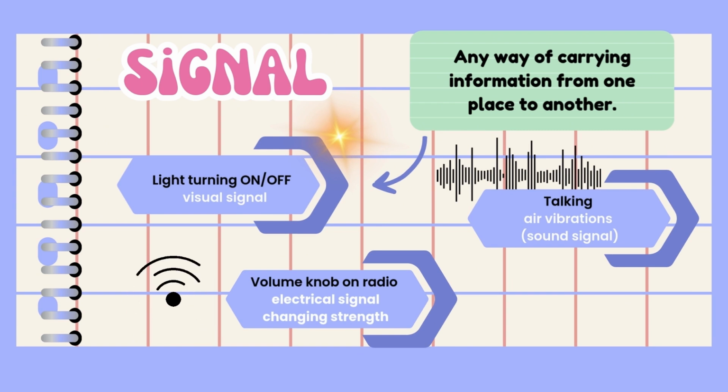A simple switching on or off the light represents a visual signal to be received by the eyes of human beings. Sound produced when talking causes air vibrations, which is also a sound signal. Turning a volume knob on a radio sends electrical signal to increase or decrease the volume of radio.